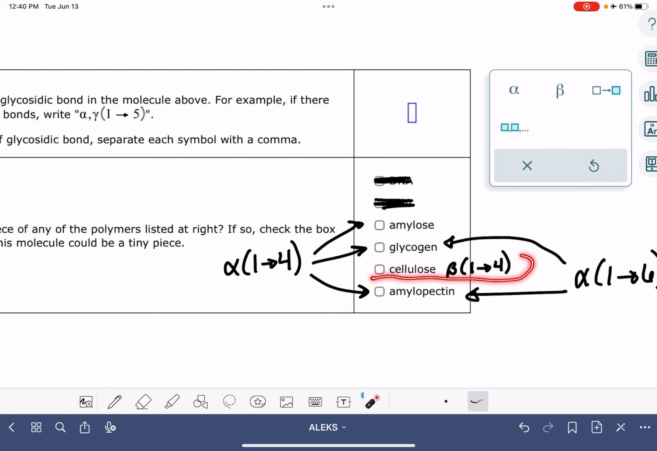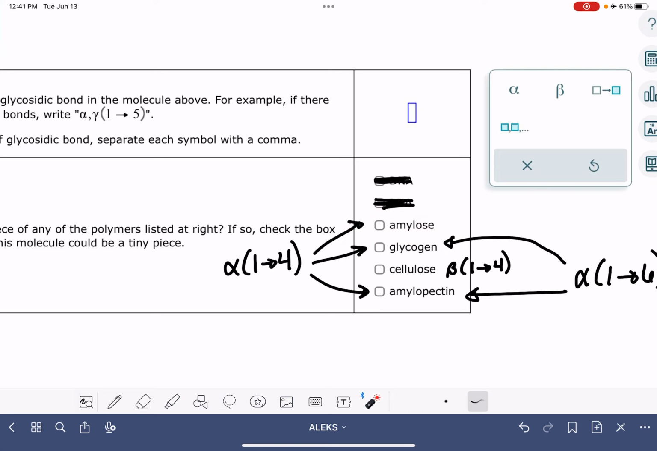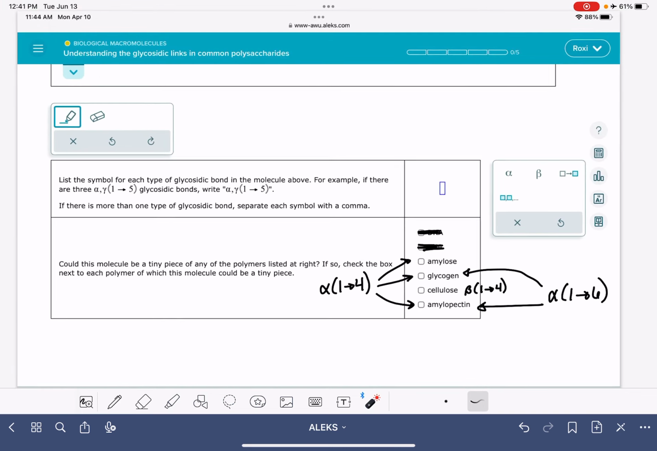So for example, if it's asking you to draw cellulose, you want to connect 4 glucose monosaccharides in a beta-1,4 linkage. If it's asking you to draw amylose, you're going to connect 4 glucose molecules in an alpha-1,4 linkage. And if you're asked to draw either glycogen or amylopectin, those 2 structures are going to end up looking the same.